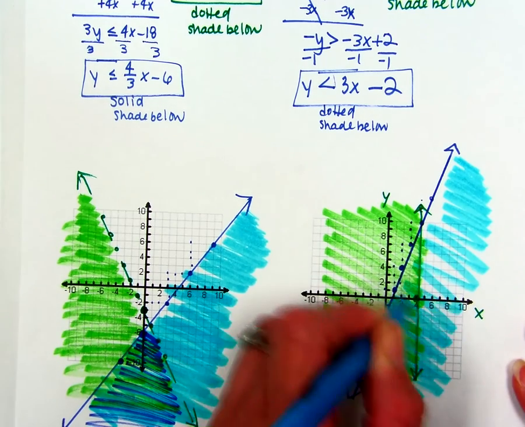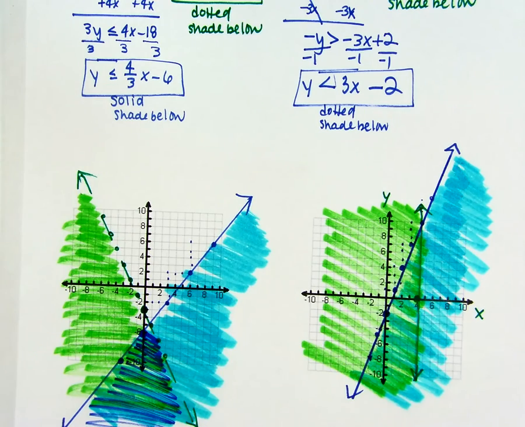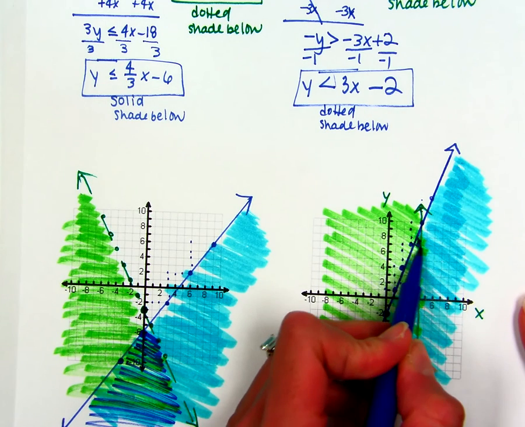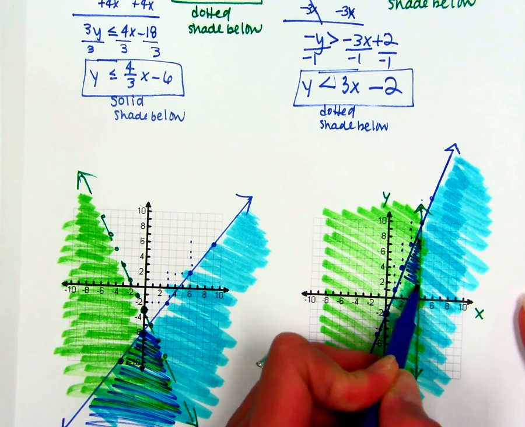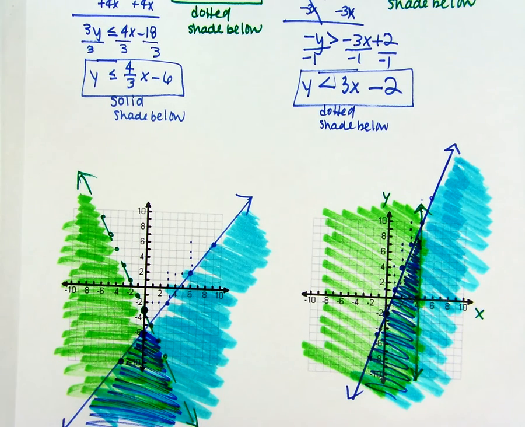And you're looking for where do your two colors overlap. All right, so you can see in between the two lines in this little sliver. Since both of the lines are solid, that means that the solid lines include points that are part of your solution set.